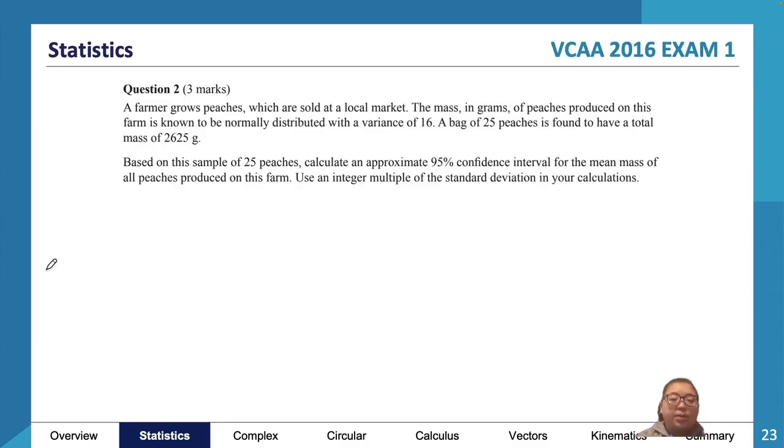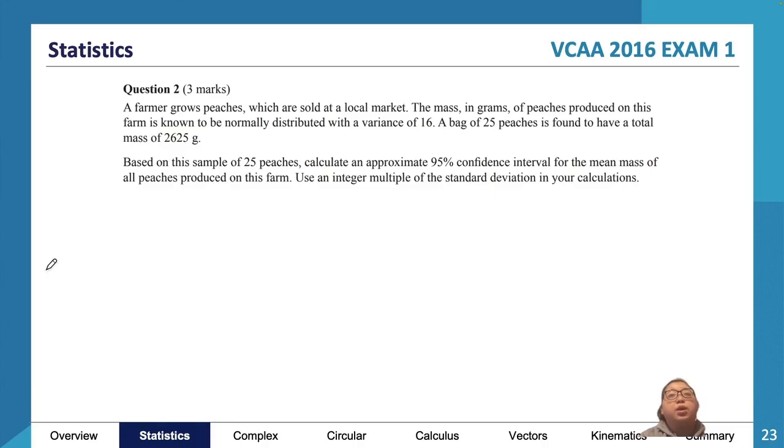Great, so let's explore a question on this front. A farmer grows peaches which are sold at a local market. The mass in grams of peaches produced on this farm is known to be normally distributed with a variance of 16. A bag of peaches is found to have a total of 2,625 grams. Based on this sample of 25 peaches, calculate an approximate 95% confidence interval for the mean mass of all peaches produced on this farm using integer multiple.